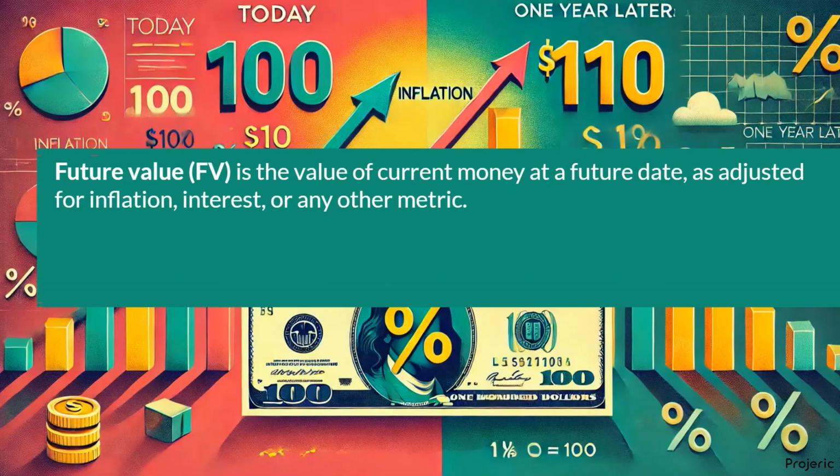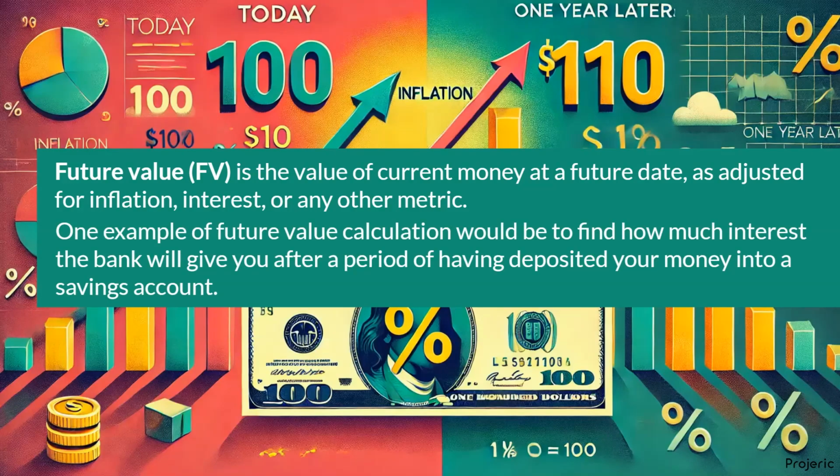Future value, FV, is the value of current money at a future date as adjusted for inflation, interest, or any other metric. One example of future value calculation would be to find out how much interest the bank will give you after a period of having deposited your money into a savings account.